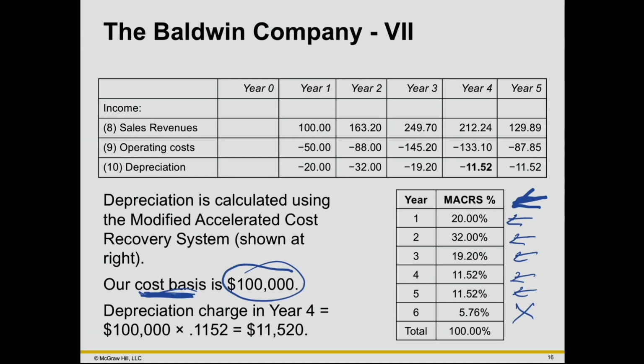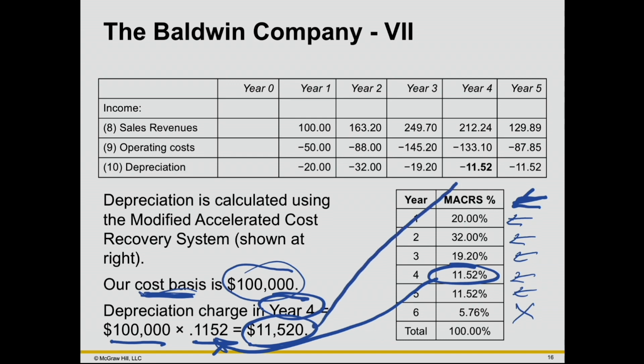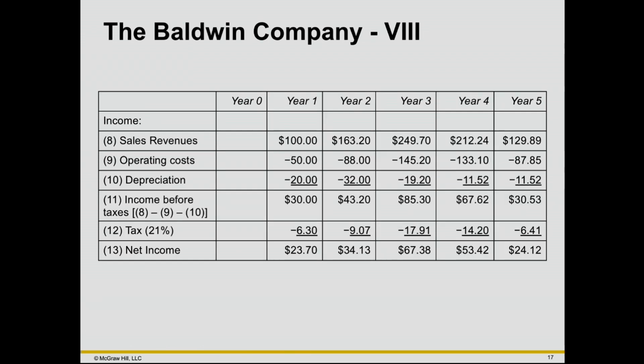So they give you an example here as to how they calculated the year 4. It's simply the 100,000 times the year 4 depreciation amount, which turns out to be 11,520, and that goes up here into our table. And we do similar things for the other 4 years. All right? Okay. Now we're getting somewhere.